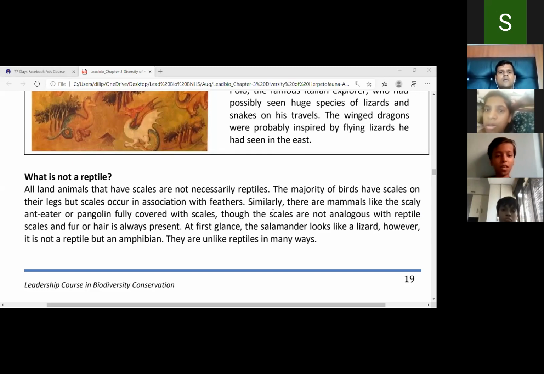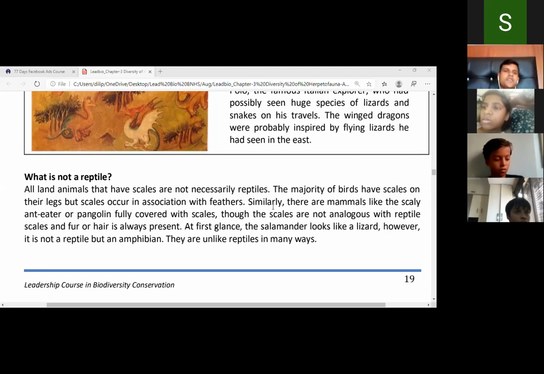A land animal that has scales, or not necessarily. So generally we think that all animals that have scales are reptiles, but there are many animals, or even birds, which have scales but are not reptiles. For example, pangolin. Pangolin is one of the most abundantly found mammals in the Himalayan region, Nepal, Bhutan. But over the last few years, it was hunted a lot for eating by local people and for global trade, and it is now near extinct. But it is not a reptile; it is a mammal. So a lot of animals which have scales are not necessarily reptiles.